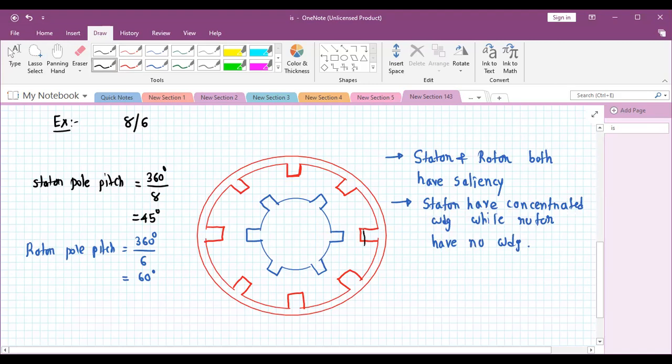So we can say, for example, it is a winding. What is the name of the winding? Concentrated winding.